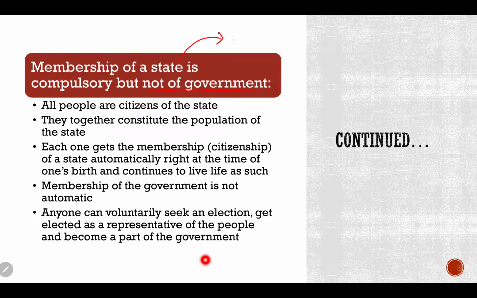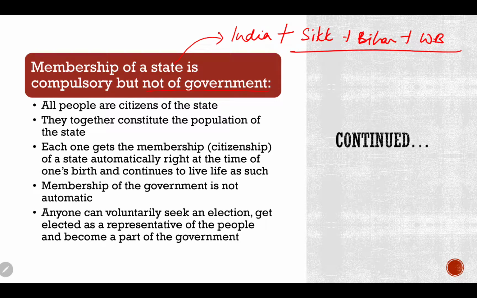Membership: if anyone asks the basic question, where you came from, you'll say either India or your state's name, either Sikkim, Bihar, or West Bengal, no? So membership of a state is compulsory but not of government. Okay, all people are the citizens of the state. They together constitute the population of the state. Each one gets membership, that is citizenship of the state, automatically at the time of one's birth and continues to live life as such.